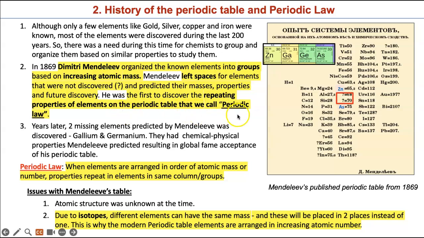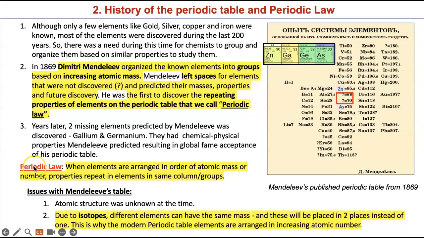This is called periodic law. Repeating properties of elements on the periodic table, we call them periodic law. Please remember that. Years later, the two missing elements shown here were discovered. They were gallium and germanium, and they had the same chemical and physical properties that Mendeleev predicted years ago. This resulted in global fame for Mendeleev and acceptance of his periodic table as the one go-to periodic table.